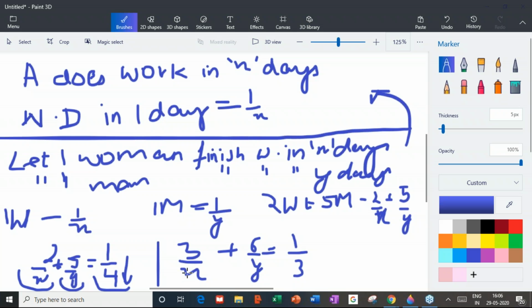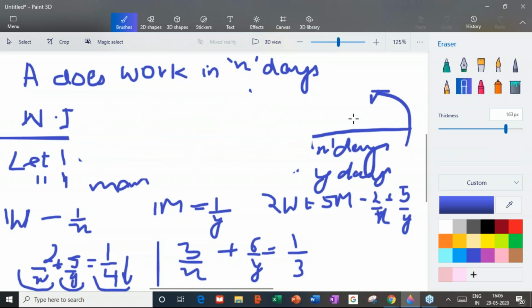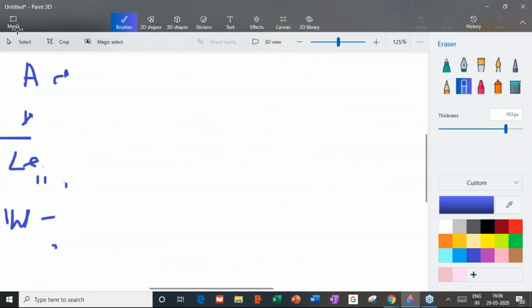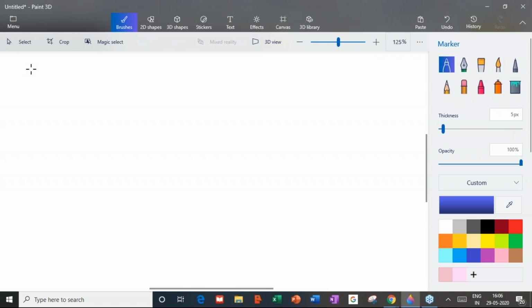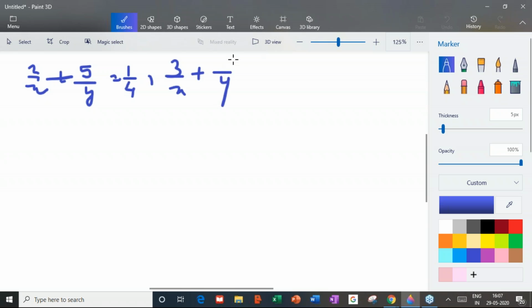Okay, now be careful while simplifying these two equations. How to find X? That's what I'm saying. Okay, so I'll show you what I'm going to do. We got the two equations as 2 by X plus 5 by Y is equal to 1 by 4, and 3 by X plus 6 by Y is equal to 1 by 3.